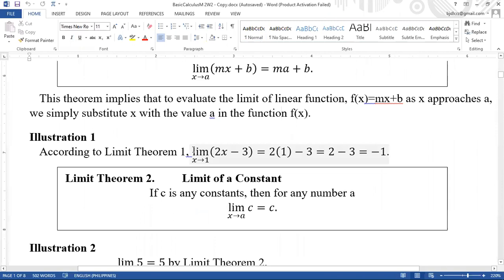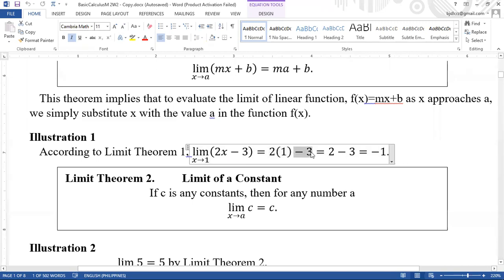For example, the limit of 2x minus 3 as x approaches 1. So substitute the value of x, which is 1. So 2 times 1 is equal to 2, minus 3. So 2 minus 3 is equal to negative 1.